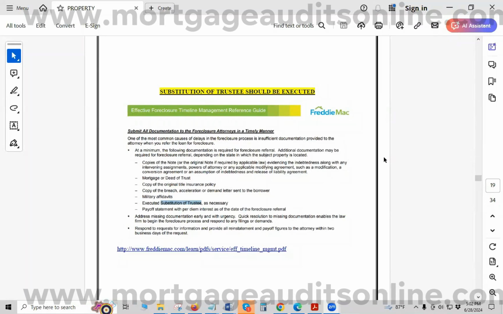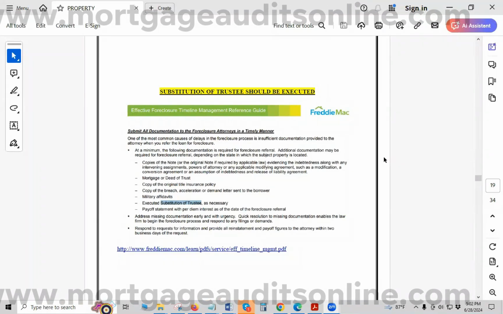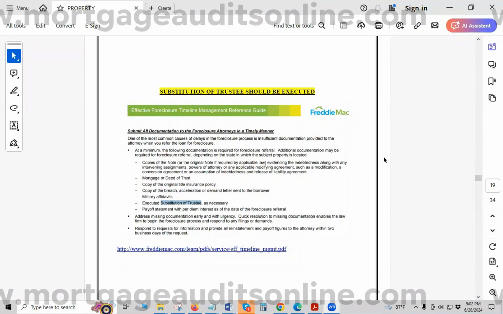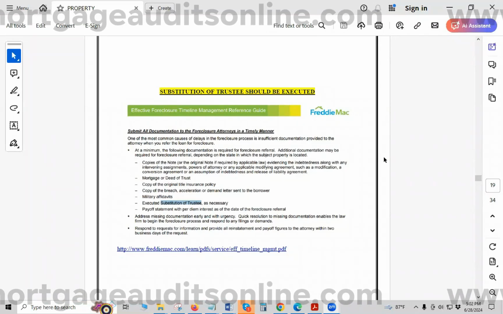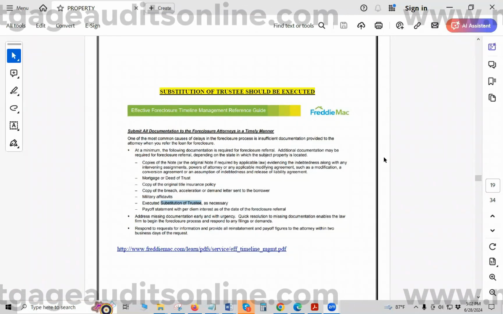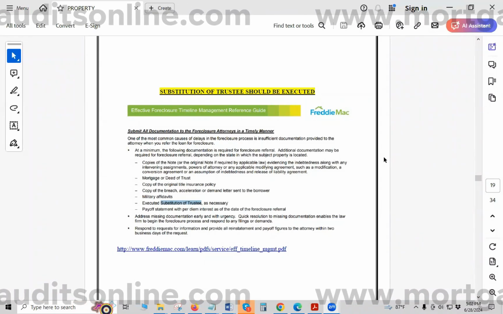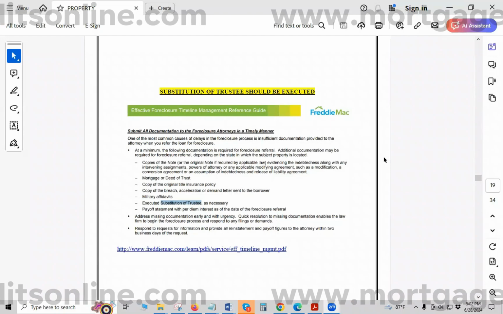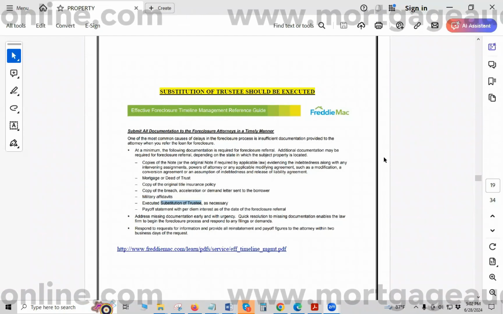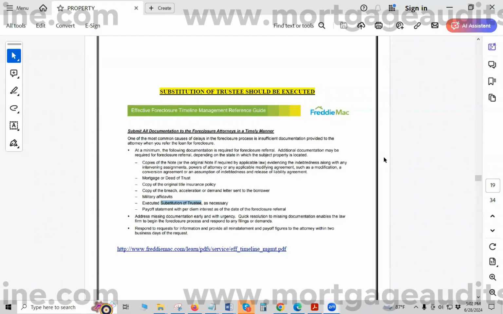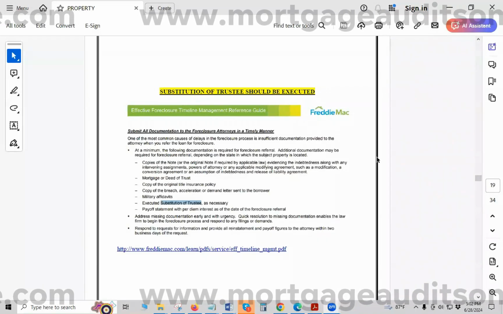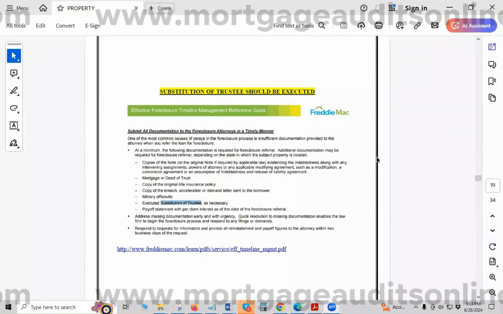And he highlights it: execution, substitution of trustee as necessary, according to the procedures. He even puts a link in there to their manual, if you ever want to click it and download the entire manual as evidence. So this is what I'm talking about. This is how deep he goes. This is how deep the company goes. This is why our reports are so crucial, and why we have the successes that we've heard from our clients.